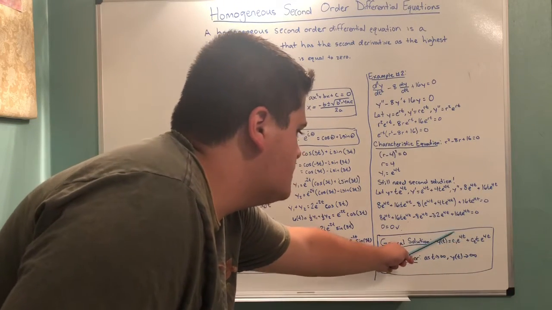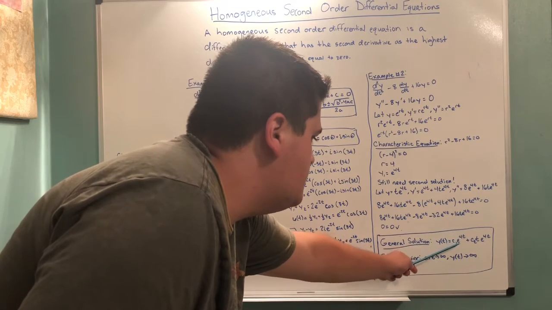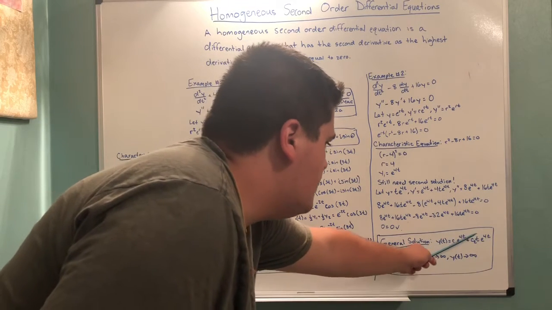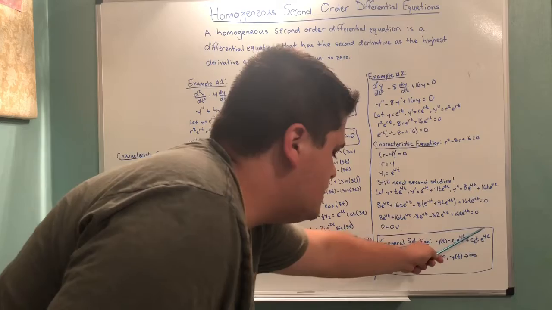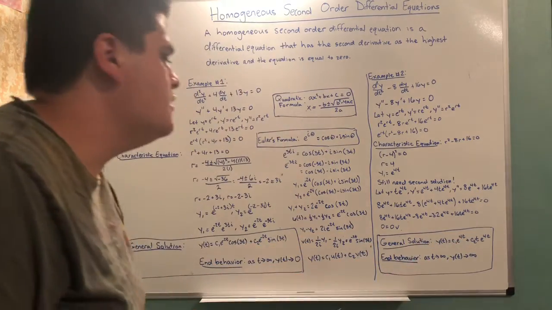And our end behavior is as t approaches infinity, y(t) approaches infinity. These are both positive values: e raised to the 4t is positive, and t e to the 4t is positive, so it all goes towards infinity.